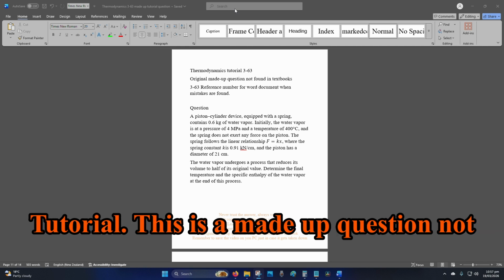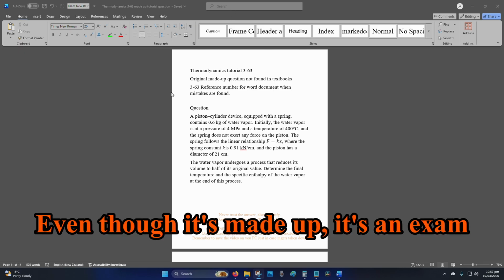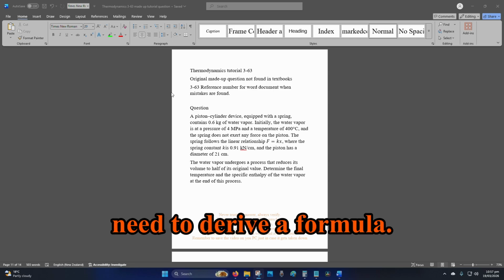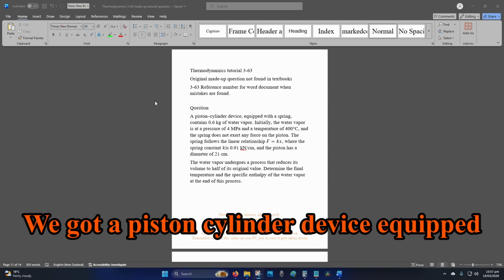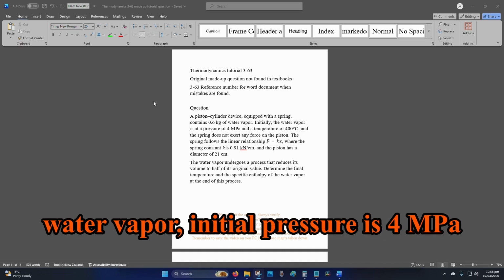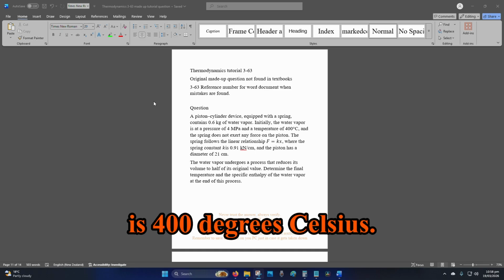This is a made-up question not found in your textbooks. Even though it's made up, it's an exam question because it requires linear interpolation and you need to derive a formula. We have a piston cylinder device equipped with a spring, containing 0.6 kilograms of water vapor. The initial pressure is 4 MPa, and the temperature is 400 degrees Celsius.